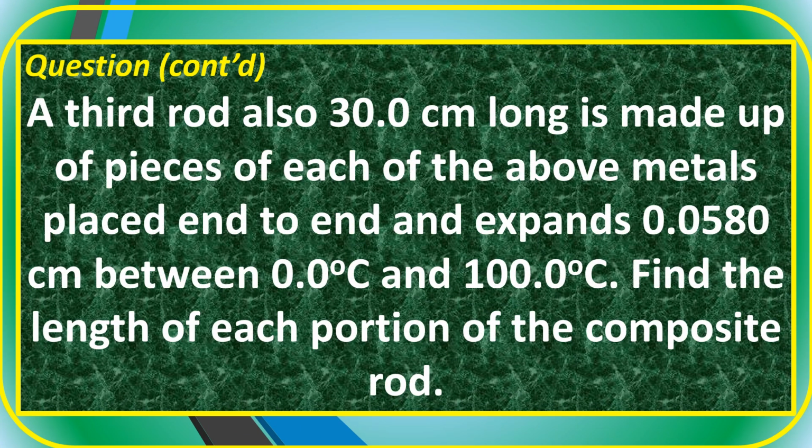The third rod, also 30.0 centimeters long, is made up of pieces of each of the above metals placed end to end and expands 0.0580 centimeters between 0.0 degrees Celsius and 100.0 degrees Celsius. Find the length of each portion of the composite rod.